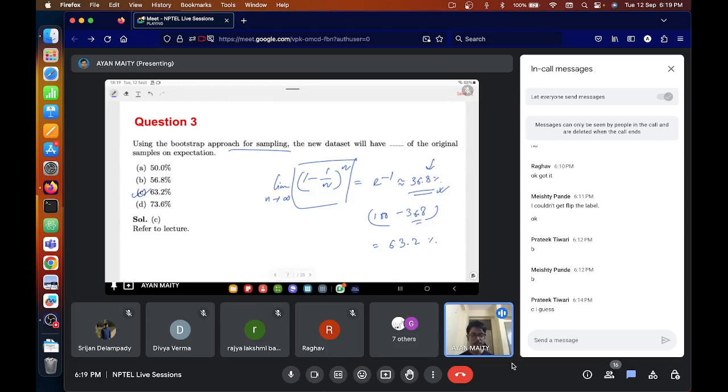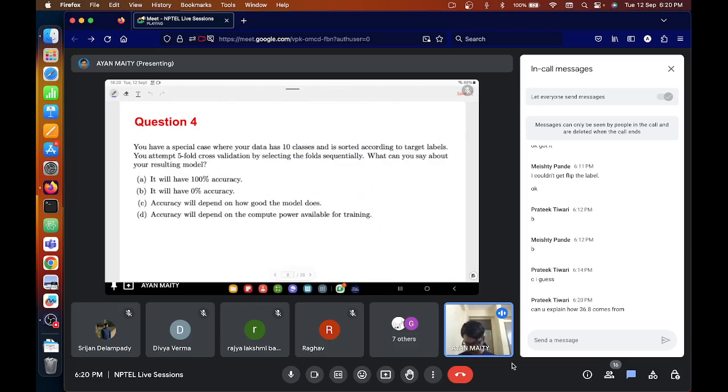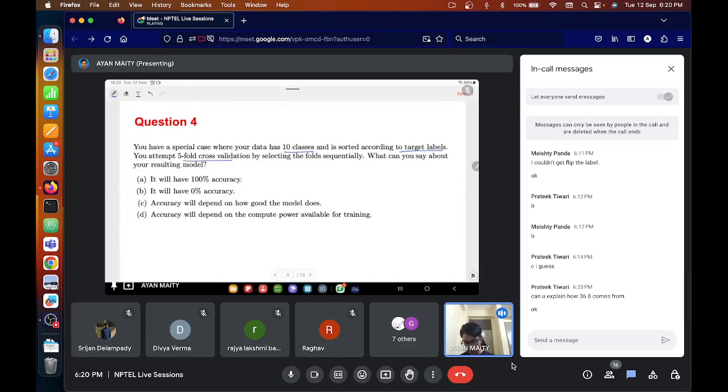Is there any doubt in this question? So now we move on to question 4. You have a special case where your data has 10 classes and is sorted according to target levels. You attempt 5-fold cross validation by selecting the folds sequentially. What can you say about your resulting model?